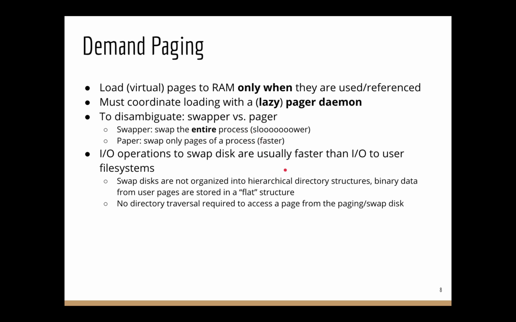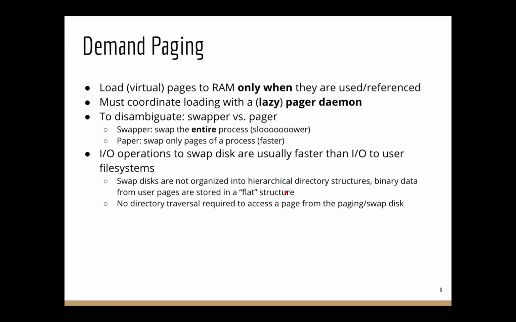Unlike disk for storing user data that is usually structured into directories or subdirectories, a swap disk does not support hierarchical structure like regular user disks. Swap disks are organized into a flat structure, and consequently, I/O performed on the swap disk are faster because they don't require directory-subdirectory traversal.